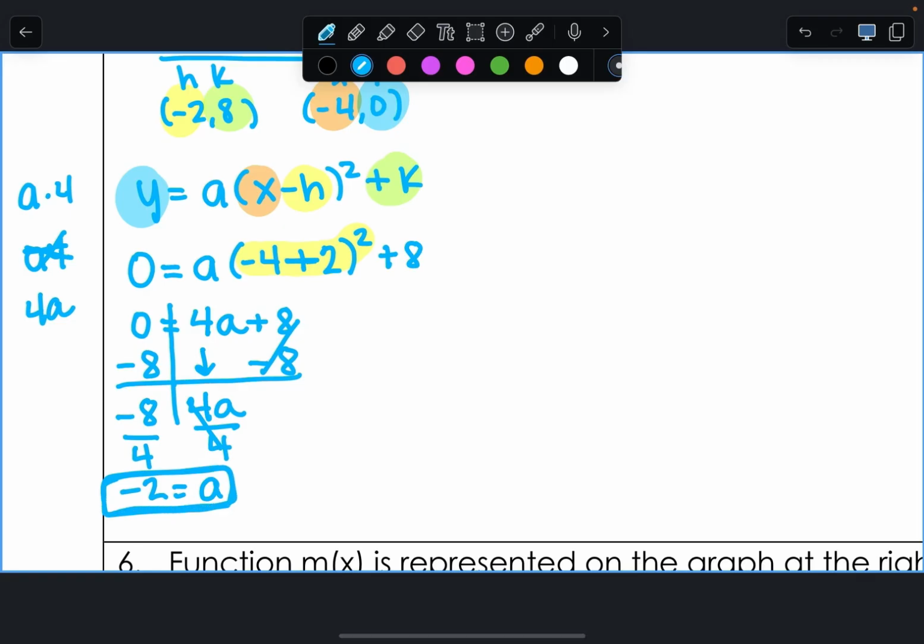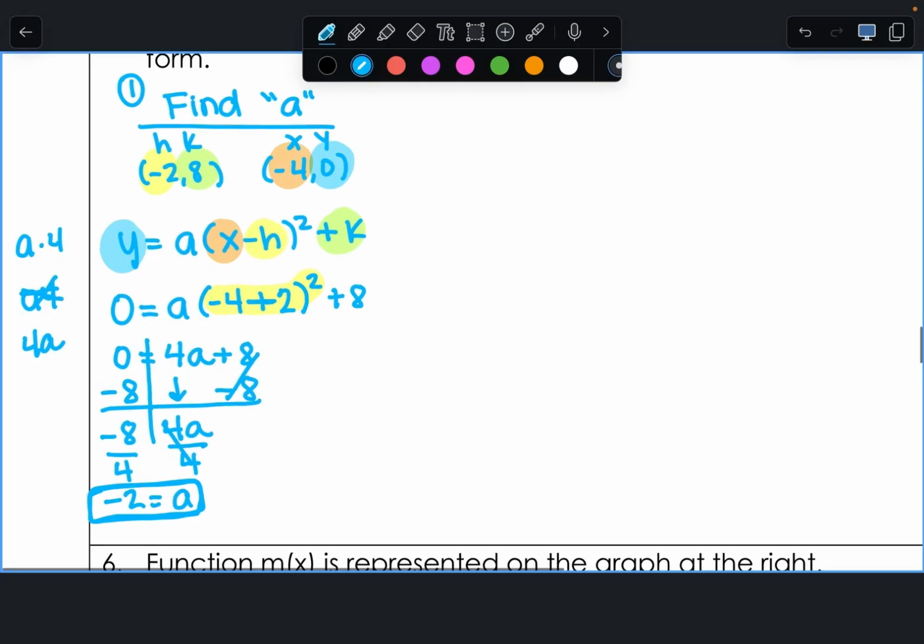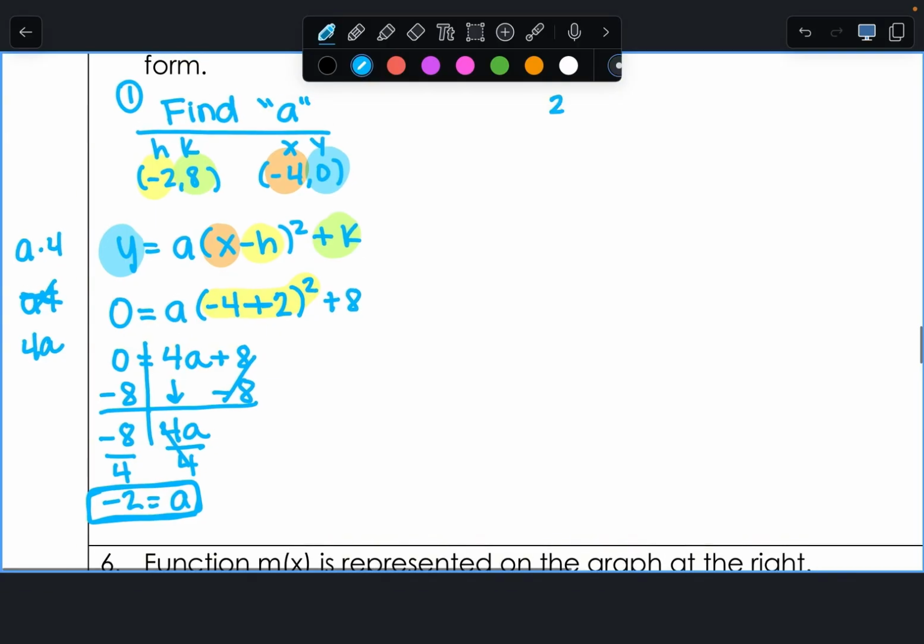So yes, all that work just to find a, just to plug it back into Vertex Form and solve. Yeah, these problems are no fun. So the second thing we're going to do is go from Vertex Form to standard. And I won't make you solve any more until your assignment.